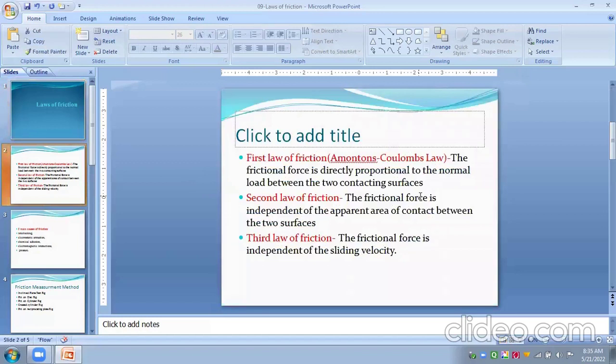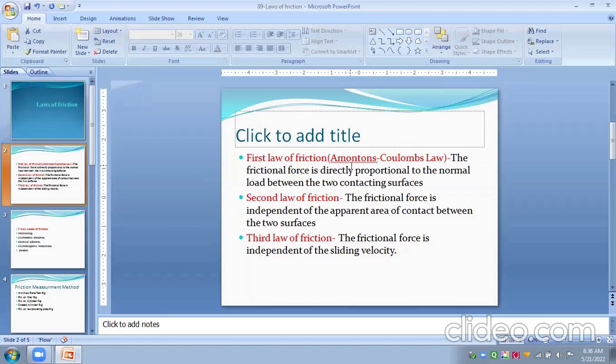Here we see the first law of friction, investigated by the scientists Amontons and Coulomb, and therefore also known as the Amontons-Coulomb law of friction. It states that the frictional force is directly proportional to the normal load between the two contacting surfaces. In the previous lecture we saw the example of an inclined plane test, where an object is placed on the inclined plane and we give the inclination so that the object slides down and friction is created. Under this first law, the frictional force is always directly proportional to the normal load.